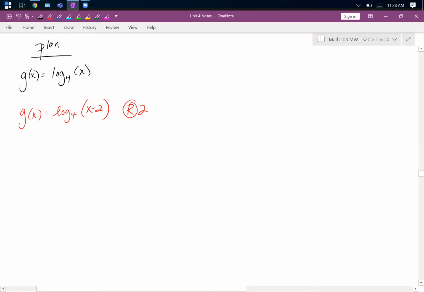Is log base 4 one of the ones that you can do on your calculator? No, it's not. Our calculator only does log base 10 and log base e. So we're going to have to use our exponential inverse to help us get points for our parent function. Well, first thing we need to do is decide what that inverse function is going to be. What is the inverse of log base 4 of x?